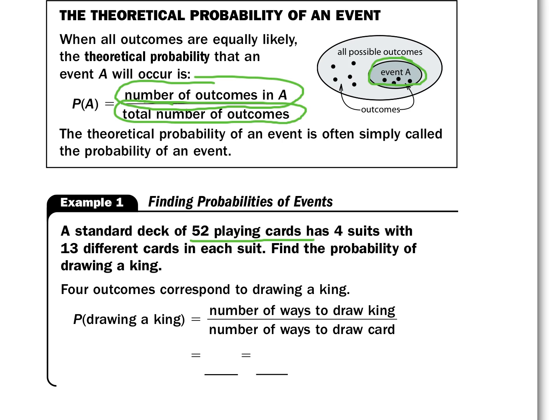Now it doesn't specify a king of what suit, so we just need to know how many different ways there are to draw a king. So there's the king of spades, the king of hearts, the king of diamonds, and the king of clubs. So there are 4 different kings out of the total number of ways to draw a card. Well, there are 52 cards in the deck, so we have 4 out of 52 is our probability, which reduces to 1 out of 13.